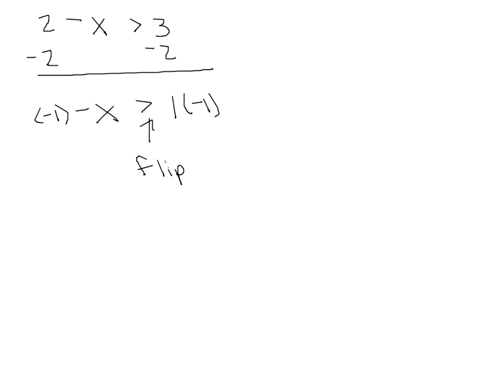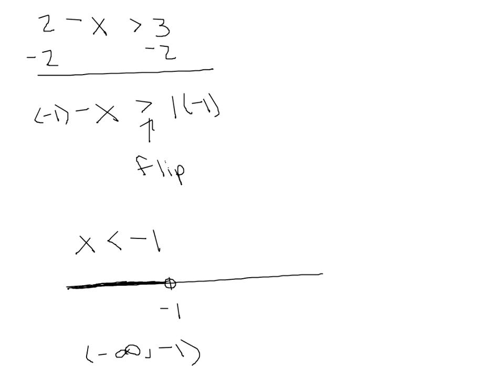So now I do the multiplication, so that's going to give me positive x. I flip the sign and get negative 1. So x is less than negative 1. Find negative 1. It's a strict inequality, so it's an open circle, and then color to the left. Now writing that as an interval, it's from minus infinity up to minus 1 with parentheses on both ends.